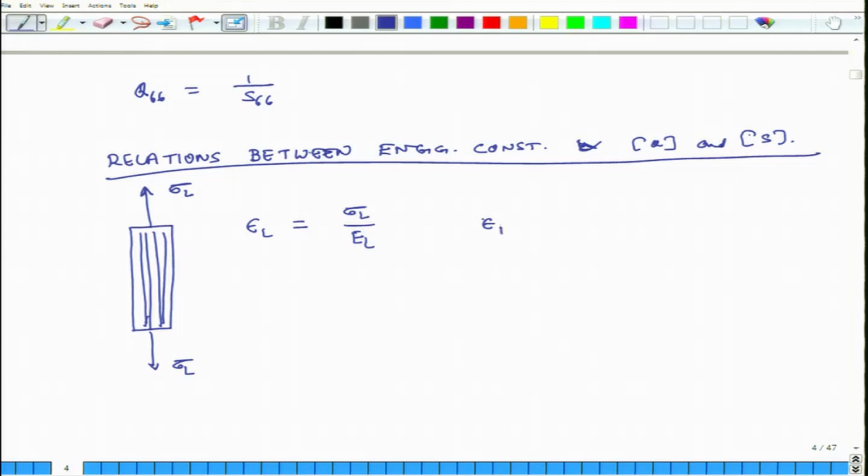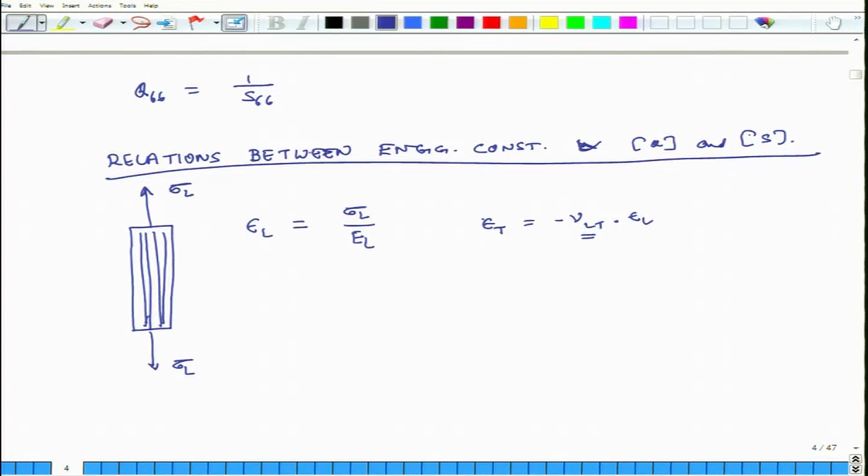Also, there will be a transverse strain because of Poisson's effect. So, this is epsilon T, and that will be only because of Poisson's effect. So, it will be minus of Poisson's ratio nu TL times epsilon L. It will be L T. Okay. So, you can calculate in this way the Poisson's ratio and also the E L.